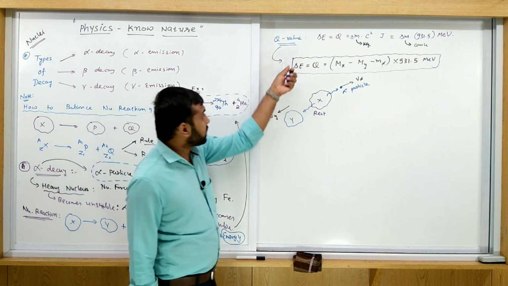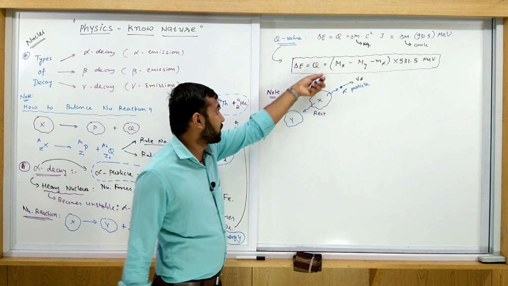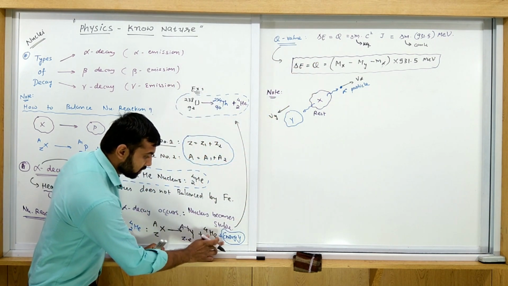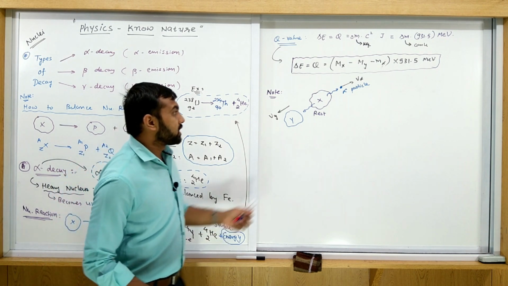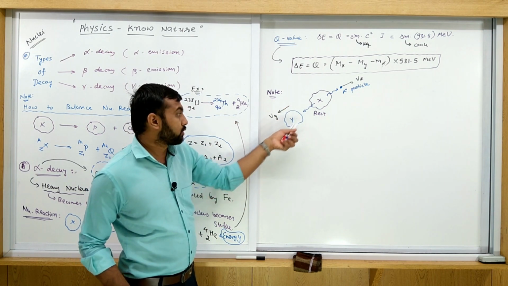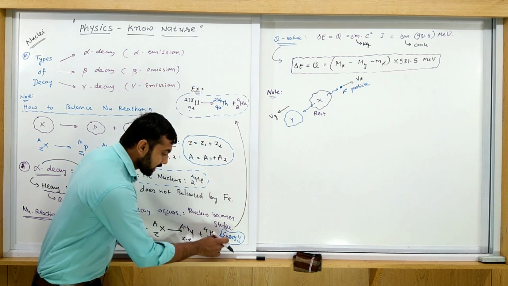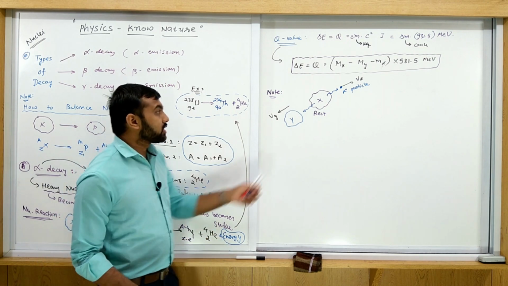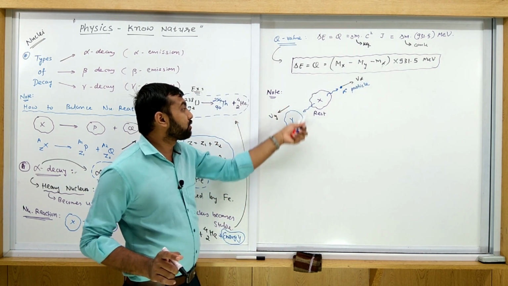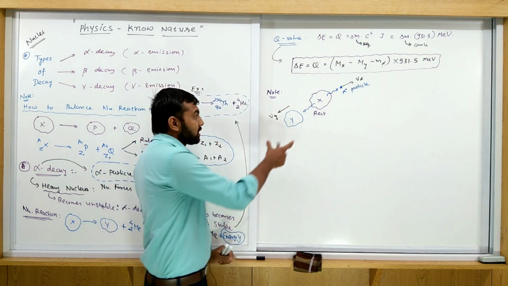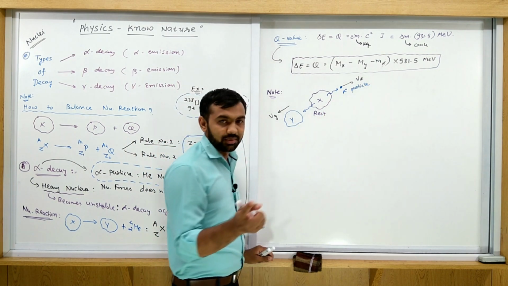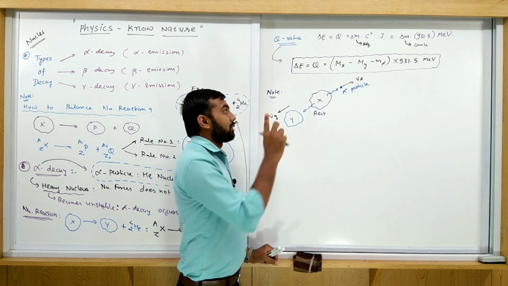So whatever the energy is here, delta E equal to Q, is released. We discussed this released energy. This released energy is in the form of kinetic energy of alpha particle plus kinetic energy of Y nucleus. If you consider Y is at rest, then the kinetic energy of the alpha particle is maximum.